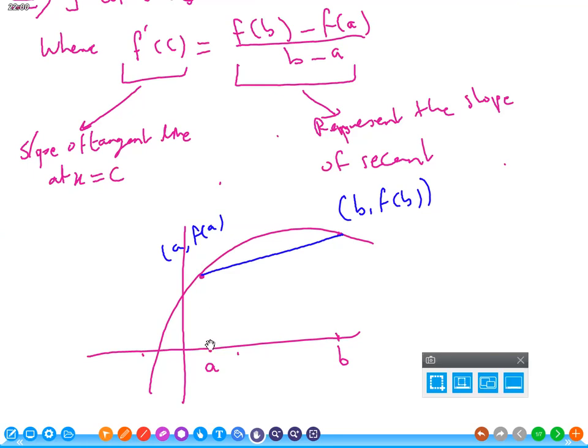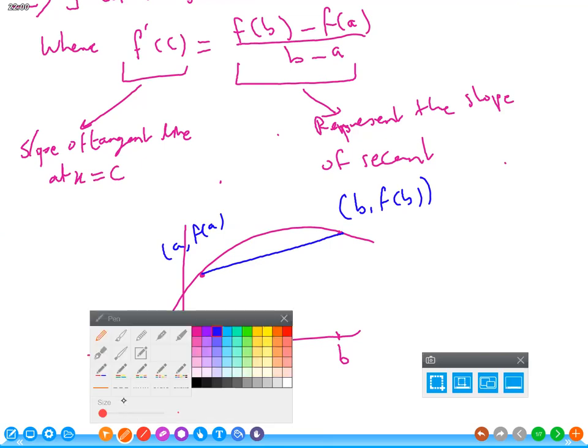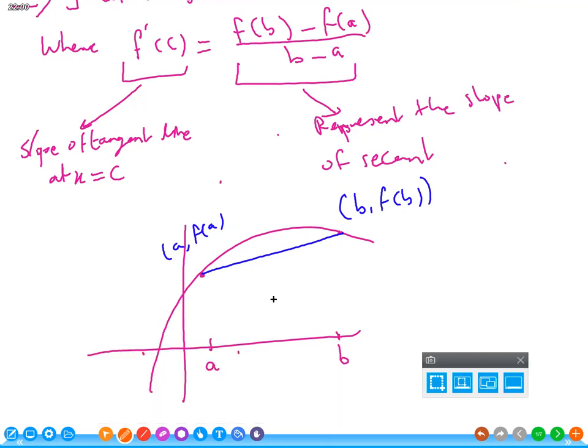If the curve between a and b is continuous on the closed interval, meaning the domain is defined from a to b, and differentiable, meaning it's a smooth curve, then you must have at least one value c between a and b where the tangent line will be parallel to the secant line. So this represents the value of c, which belongs to the open interval. This is the main idea in section 4.8.